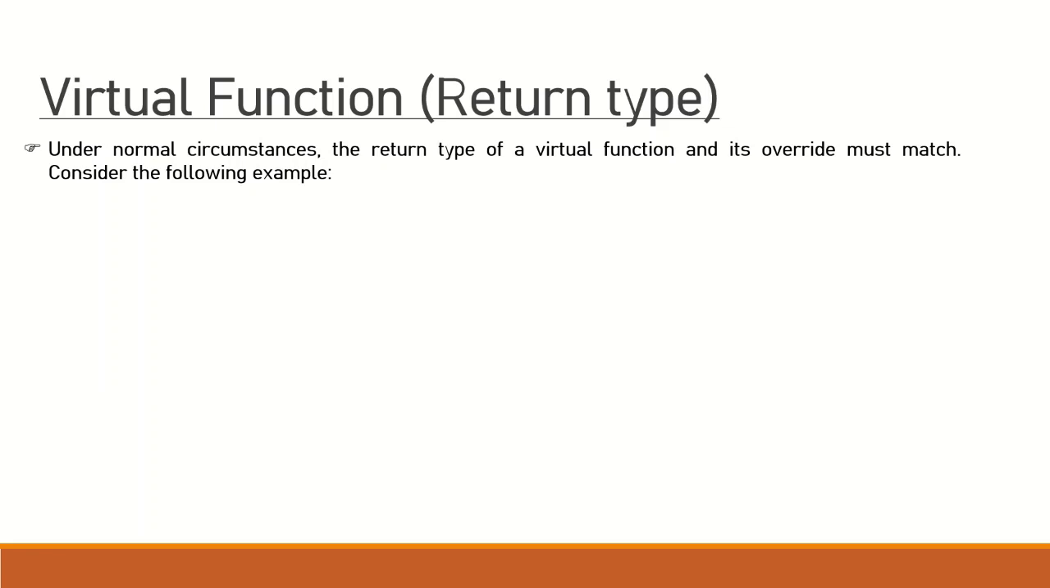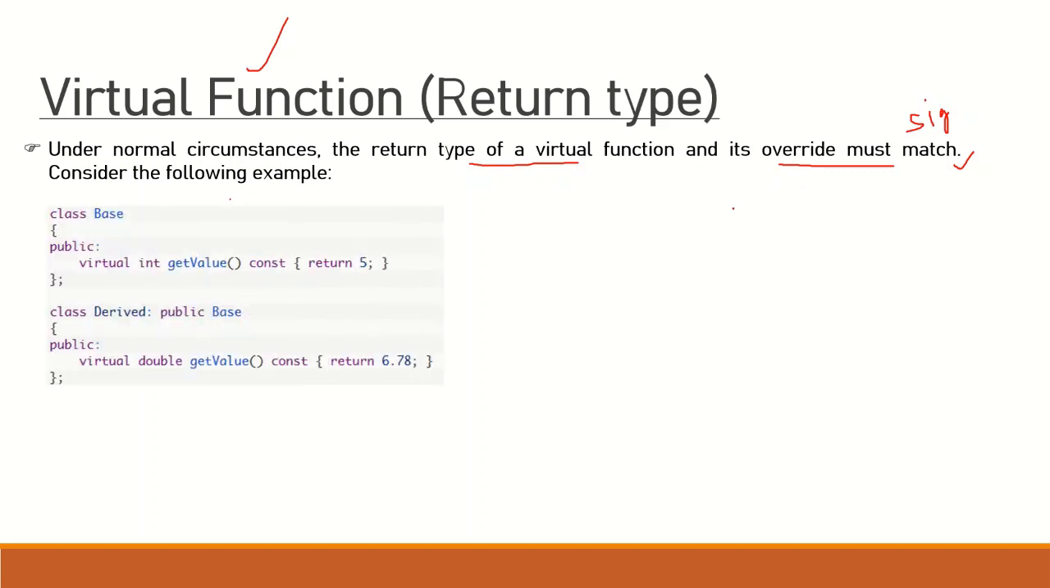Okay, let's now discuss the return type of the virtual function. Under normal circumstances, the return type of a virtual function and its override must match. As we said, the signature must remain the same in the base class and its derived class. Just look at this example.